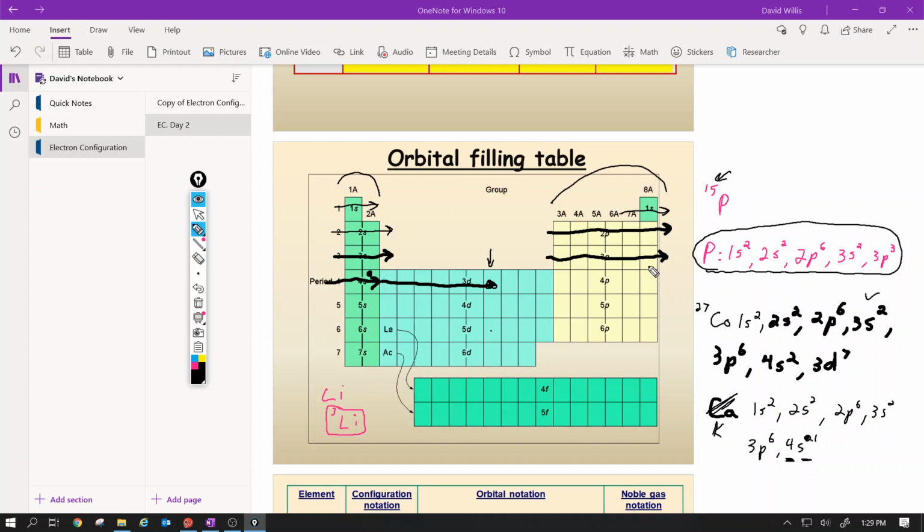Let's do argon. Okay? So let's do argon. All right? Now, argon. Hey, everybody look. Let's see. Anson, what's our first one to fill in for argon? 1s2. Excellent job.